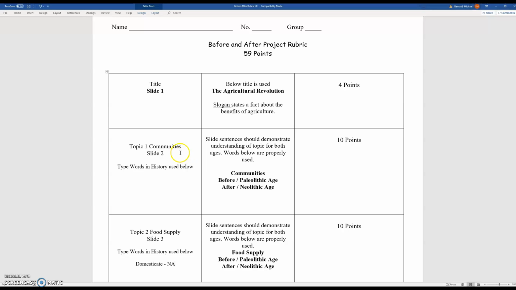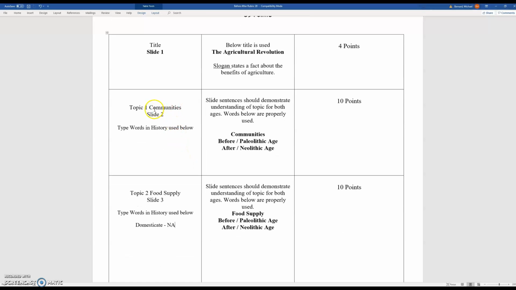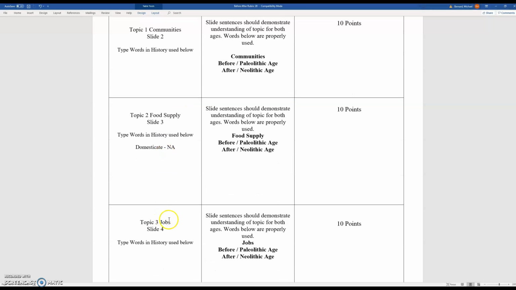Now, the next 3 slides, one will be about each topic. And when I use the word topic, I'm talking about communities being a topic, food supply being a topic, and jobs being a topic.